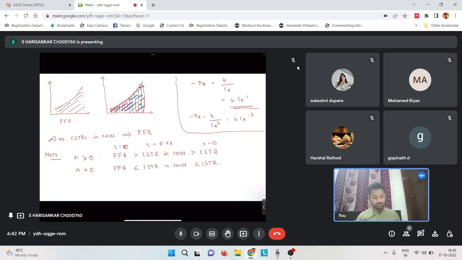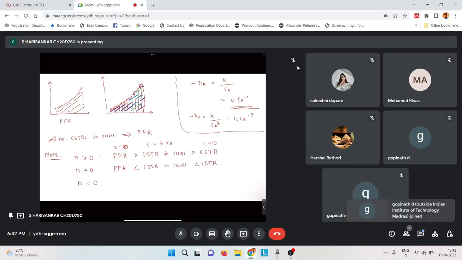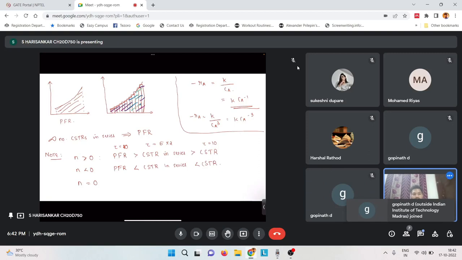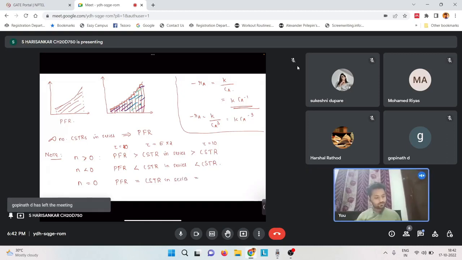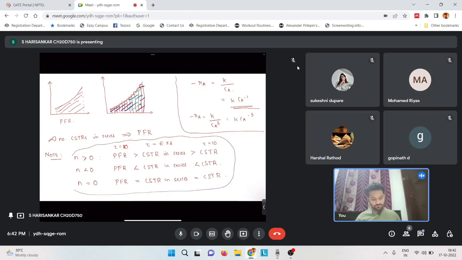Okay. And let's say your order is exactly zero, it is a zero order reaction. In that case, it doesn't matter. PFR will be equal to CSTR in series will be equal to CSTR. Everything will give you the same concentration or conversion. So this is just a general note. It's better you note this because a lot of questions can be asked with this.